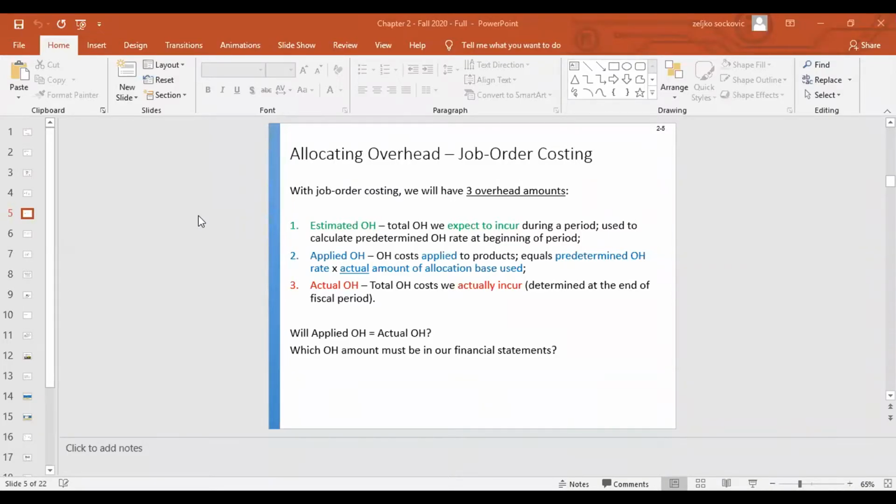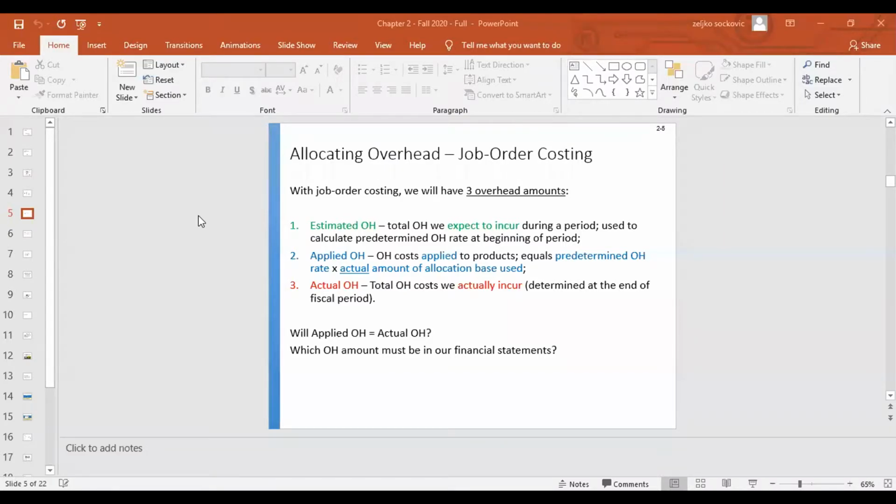So we cannot rely on actual, but what are we doing in between here? What are we doing in between? In between estimating overhead at the beginning of the year and then looking at the overhead at the end of the year, how much we spent, what are we doing? Estimating.